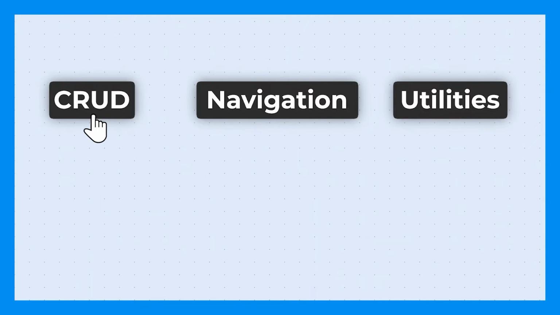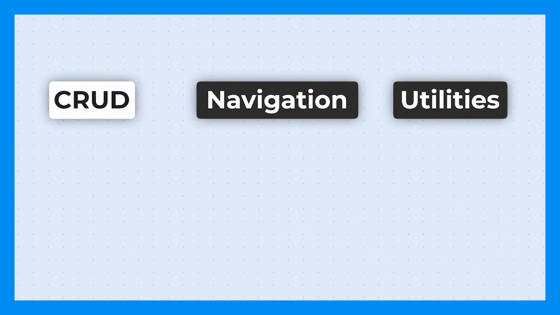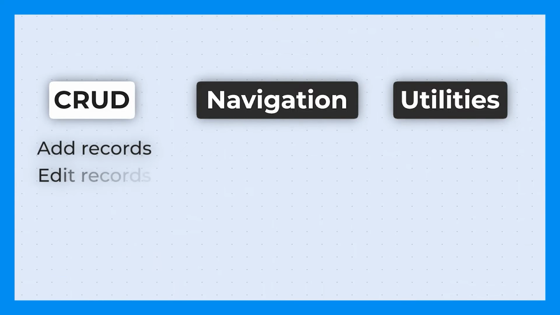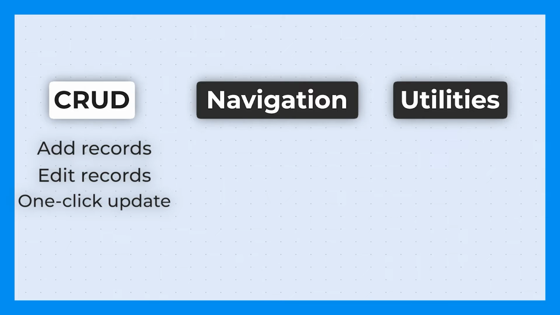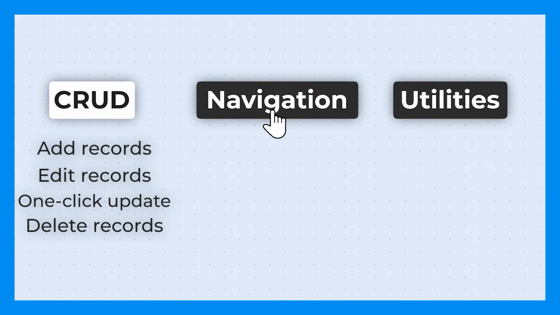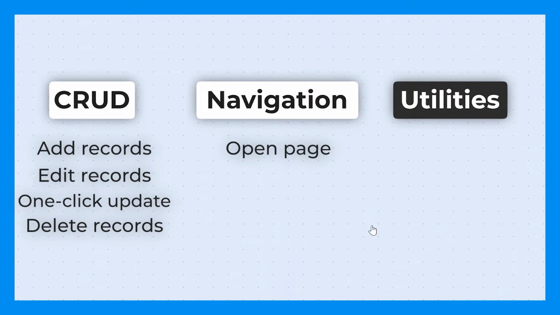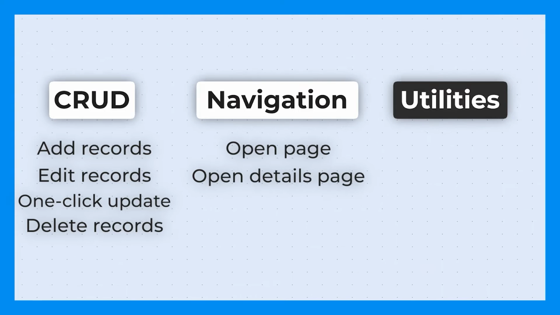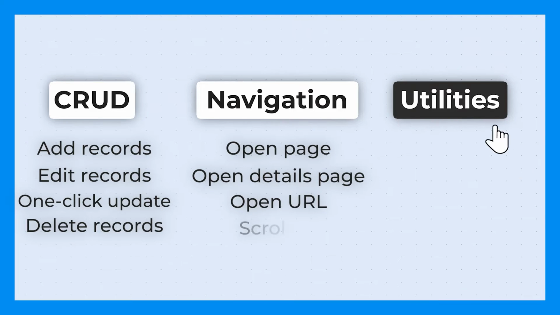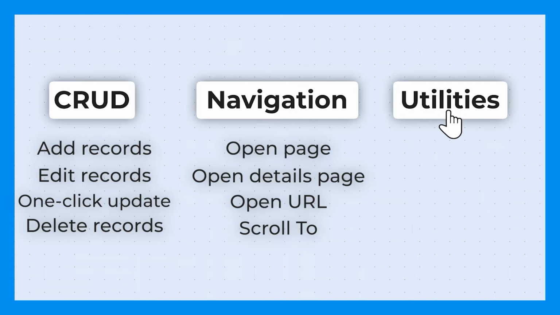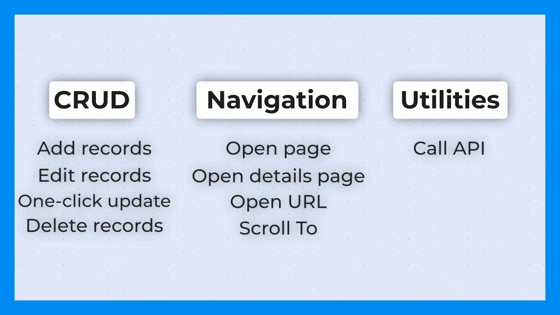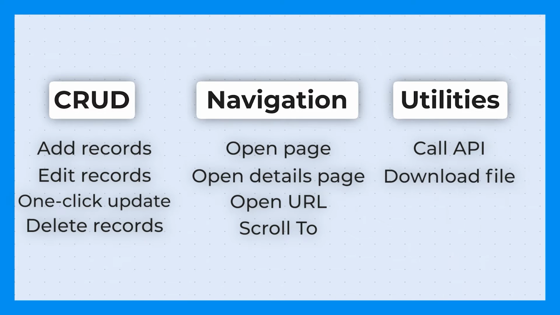So for one, we have our CRUD operations, create, read, update, and delete. Things like adding records, editing records, a one-click update, and deleting records. And then we have more navigational items, things like opening a page, opening a details page, opening a specific URL, and scrolling. And then we have these really powerful utilities, such as Softr's new Call API feature, allowing you to create and extend additional business logic in tools like Make and Zapier. And we can also download files.